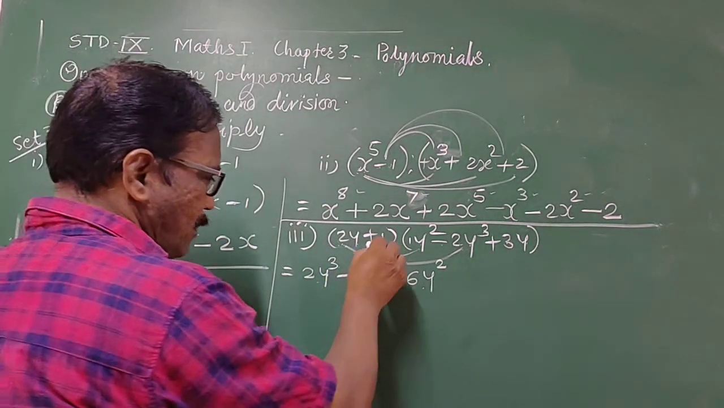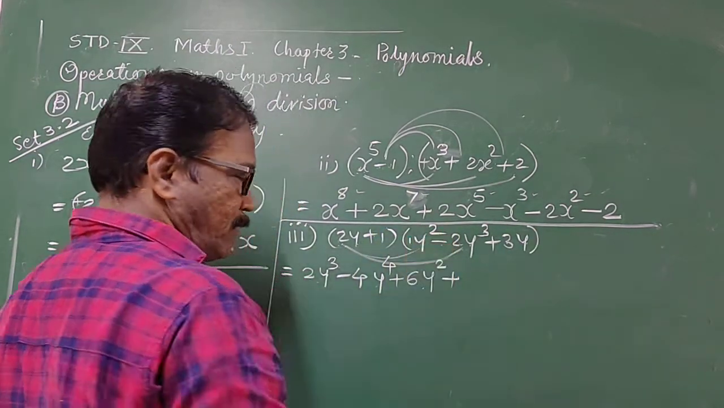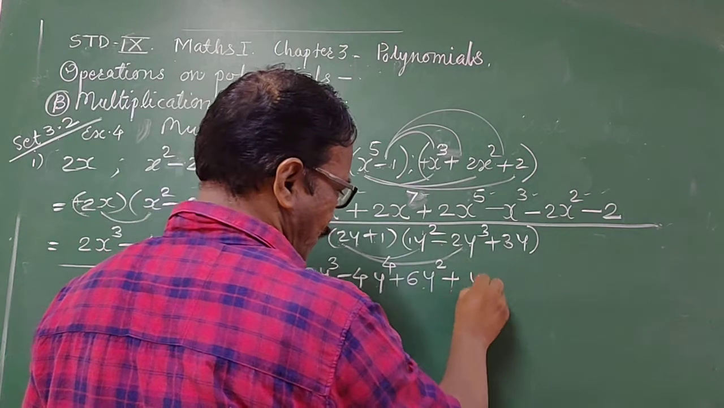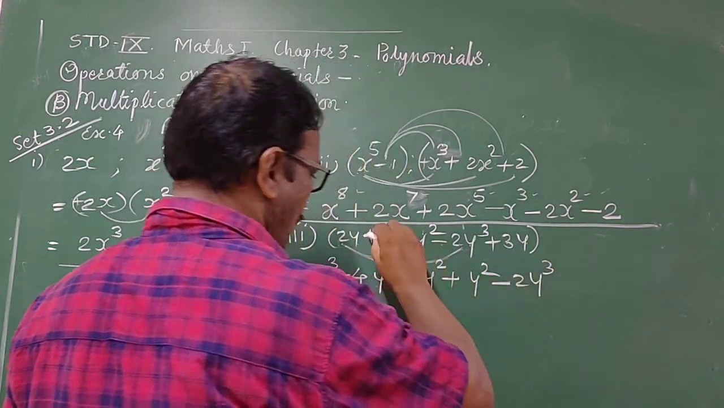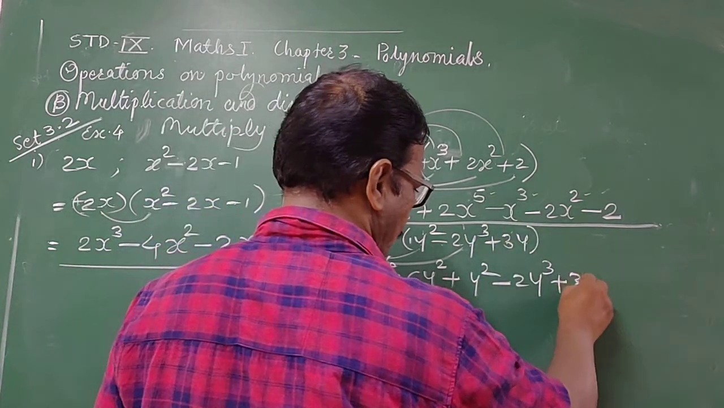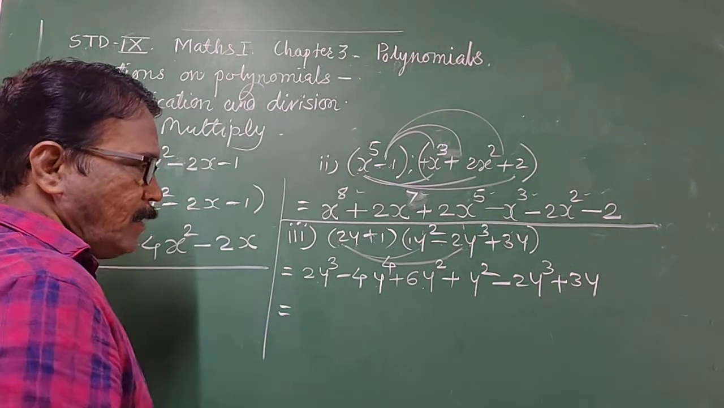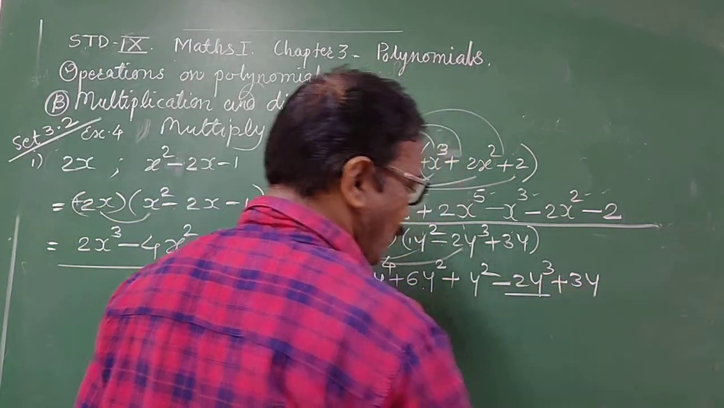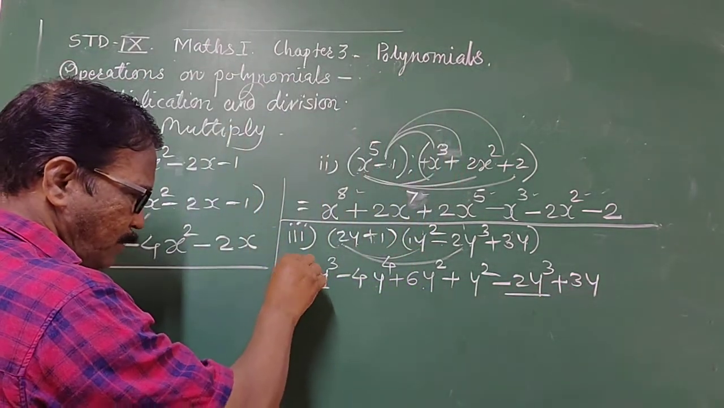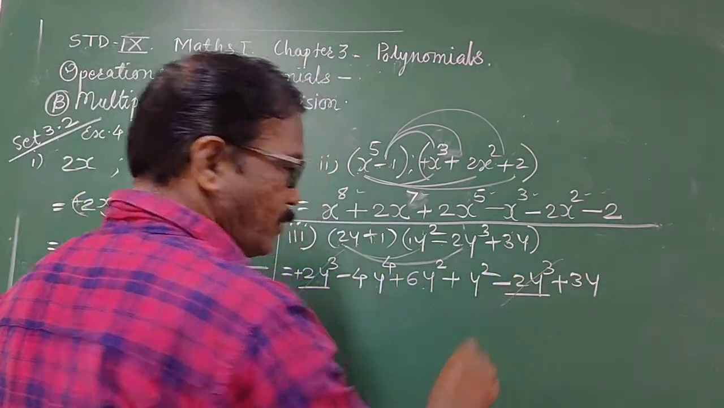And next multiply by 1 to each term. So we get the same terms. 1 into this term we get y square, 1 into this term we get minus 2y cube, and 1 into this term we get the same term, no change. Then in this there are like terms, 2y cube and 2y cube, one plus and one minus, so addition of both we get 0.